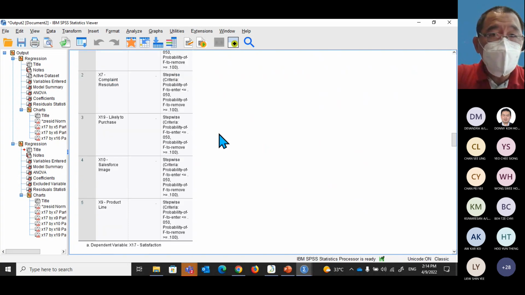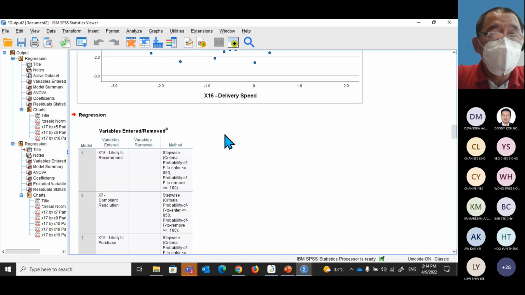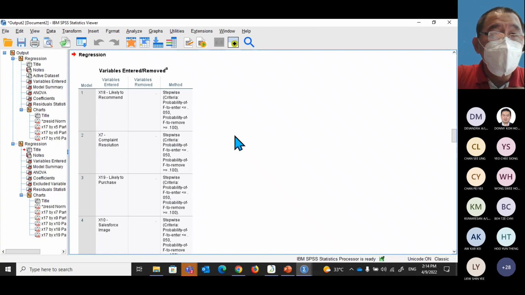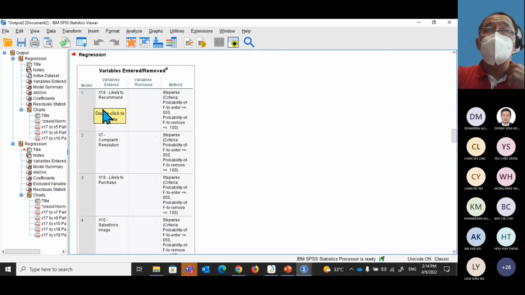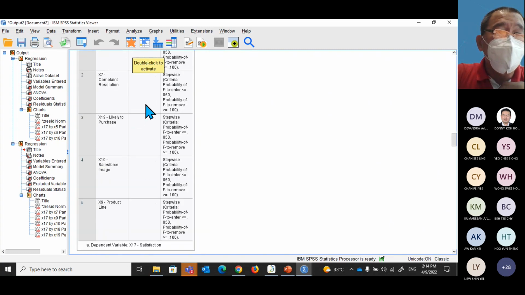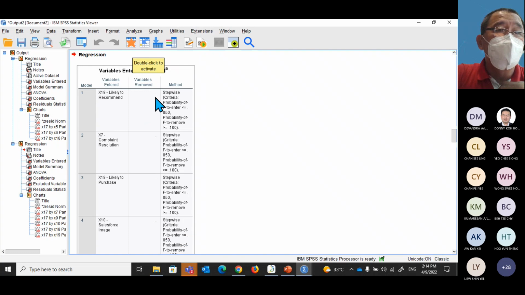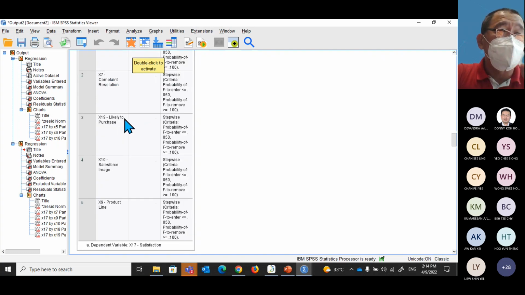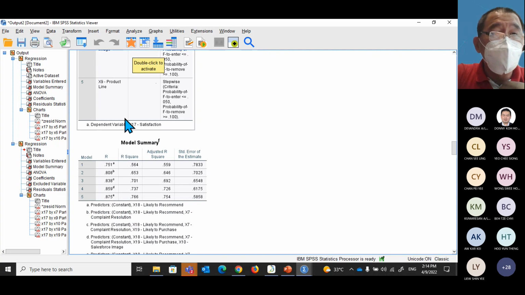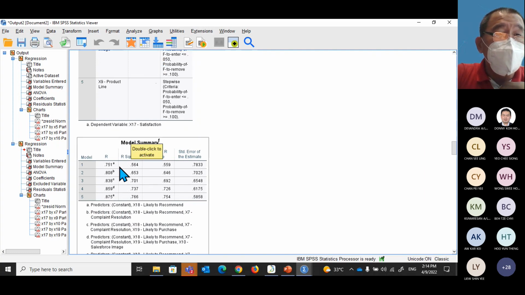Okay, done. So we see this is the process. You can see in model one, they include x18, because x18 has the smallest p-value. Finally, only 5 variables are in the model. Each time they only include one variable, altogether 5. The R square also keeps increasing, but actually not too important.